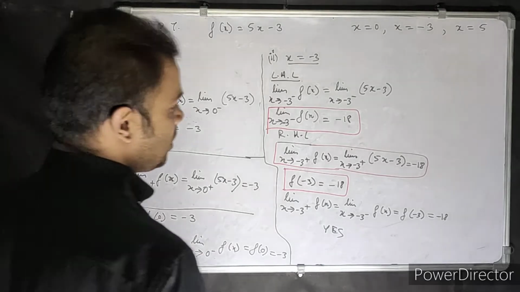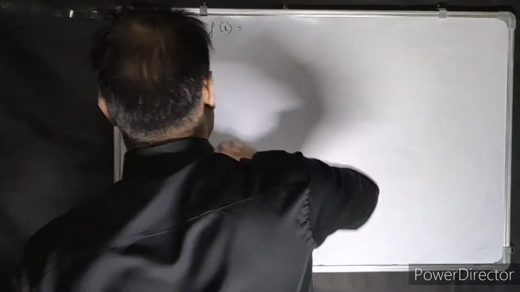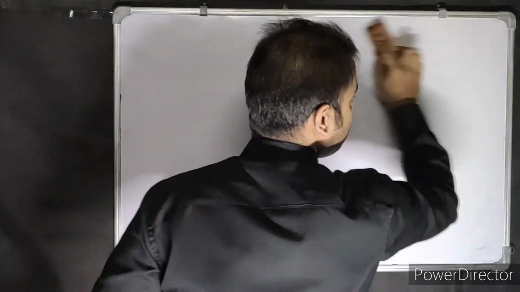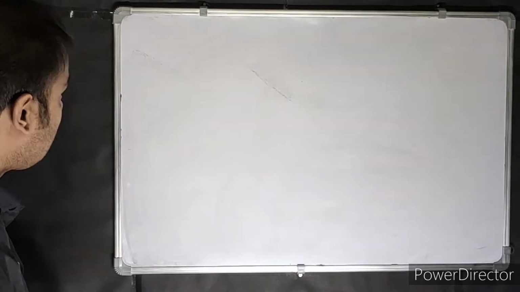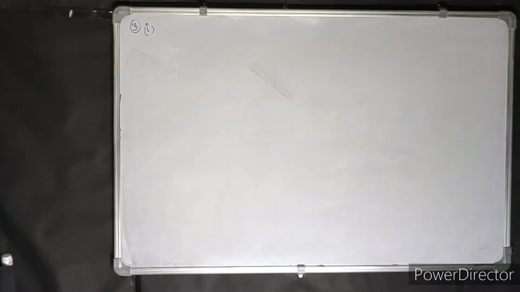Let's go on. Question number 3. Next question is question number 3, part 1. Both parts are to be done, 3 part 1 and 2 are there. Let's start with 3 part 1. So 3 part 1, what is it saying?